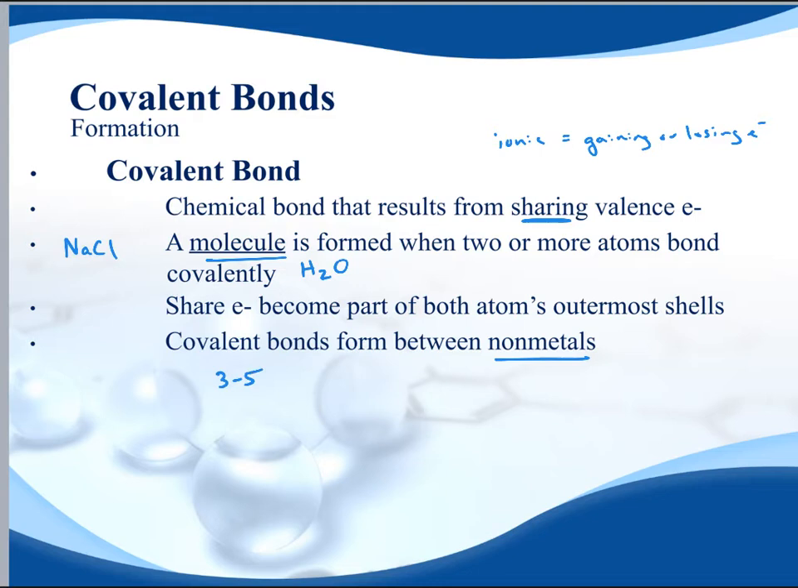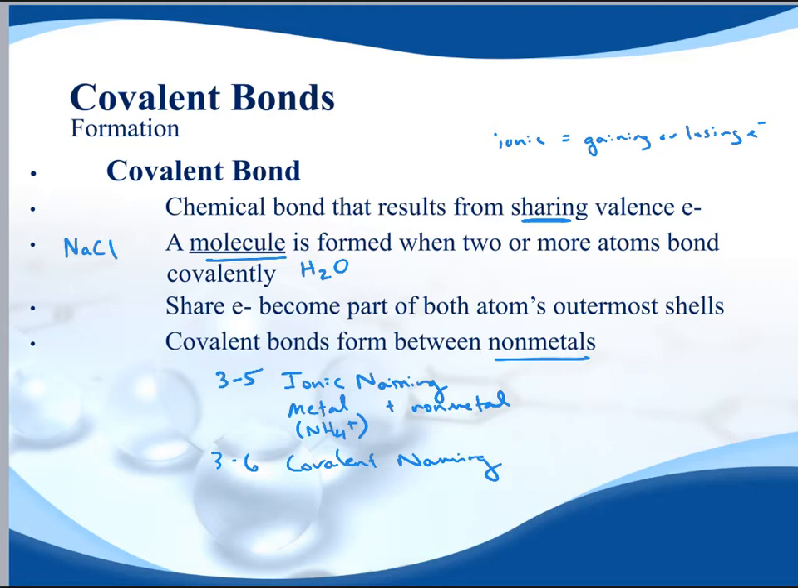There are 2 naming systems. In section 5, we talked about the ionic naming system, and that was for your ion sheet. This is a metal plus a nonmetal, and if you recall, the only exception to that metal there would be an ammonium ion. Section 6, which is the one we're doing here today, is strictly for covalent naming, and this is with multiple nonmetals.